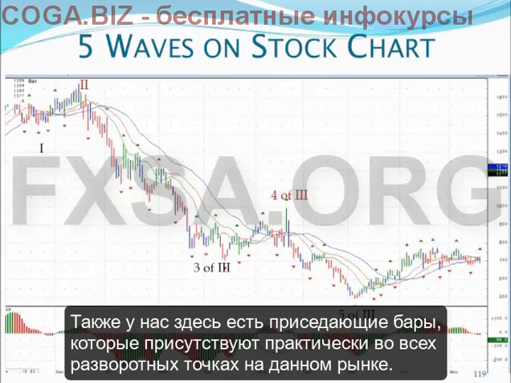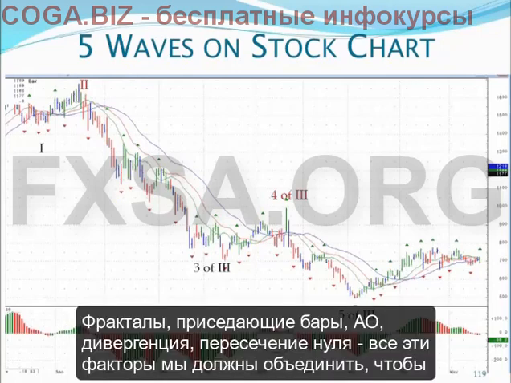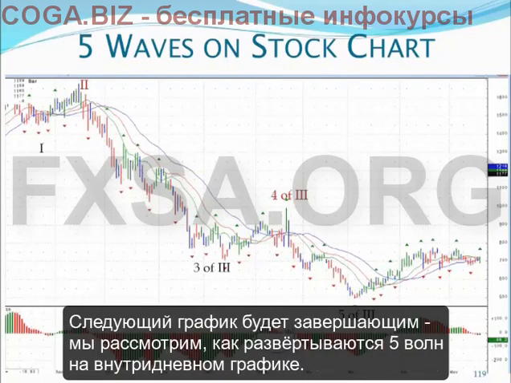We also have squat bars located at almost every turn or change of point in this market. So the fractals, the squat bars, the AO, divergence, crossing of zero, all of these factors are things we're putting together to visually be able to see how to count the Elliott wave. Now the next is going to be our final chart, and we're going to take a look at 5 waves unfold on an intraday chart.